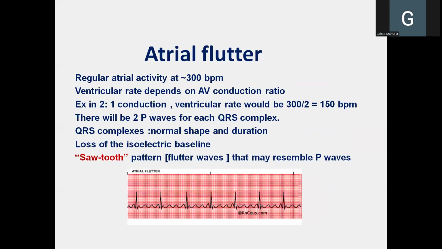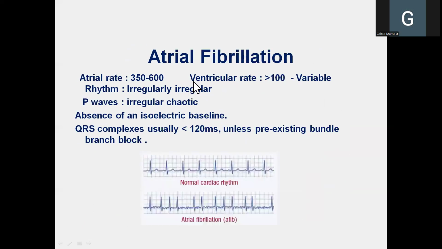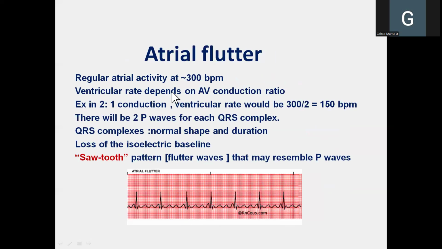Then we move on to atrial flutter. Atrial flutter is less serious than atrial fibrillation. Why? Because in atrial flutter, there is a regular pulse, number one, and the rate is usually slower. In atrial fibrillation, the ectopic focus could beat at a very rapid rate that might reach 600, but in atrial flutter, the maximum rate is 300 beats per minute.